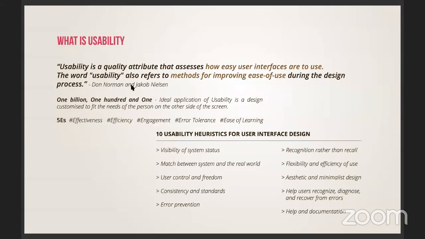When you look at usability, there are 5 E's that you should keep in mind, so that you can create a product which is effective, which is efficient, which initiates engagement, which has error tolerance, and which provides ease of learning. The learning curve in any product should be reduced to the minimum, so that the user is not spending time to learn how to proceed, or what to press on, or how to move ahead with this journey. We can also try to understand 10 usability heuristics for user interface design as follows.